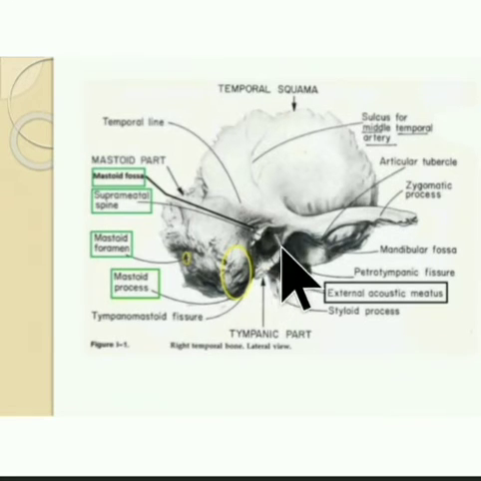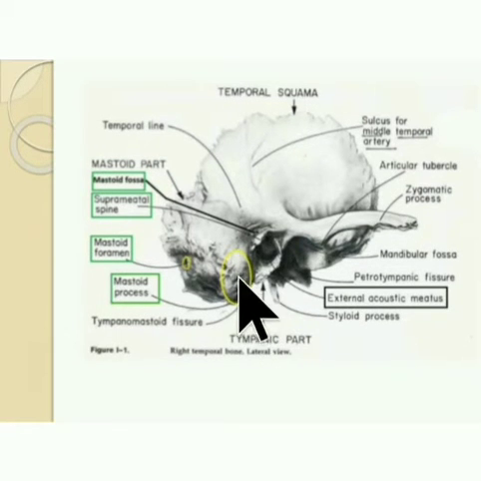So this area is called the external acoustic meatus, and posterosuperior to the external acoustic meatus there is the suprameatal spine. Then a downward projection which is called the mastoid process, and here it gives attachment to the musculature of the shoulder girdle and of the neck. So we have the mastoid foramen and suprameatal spine over here.